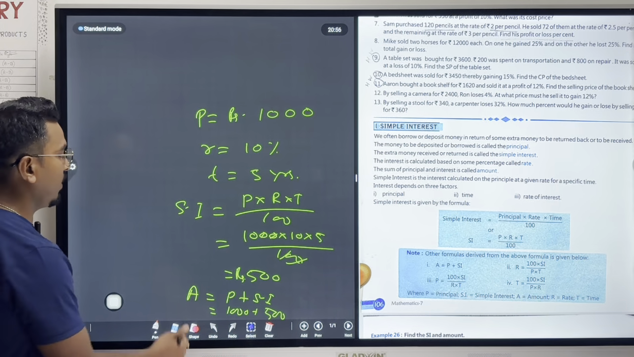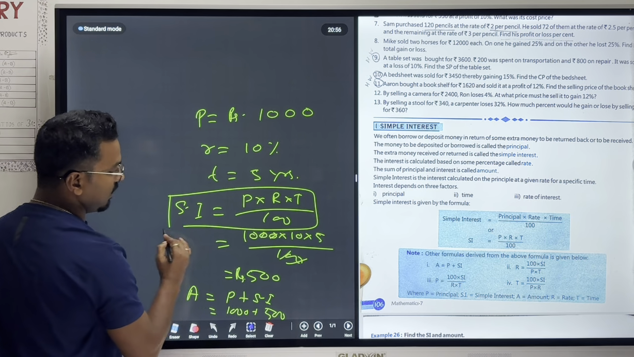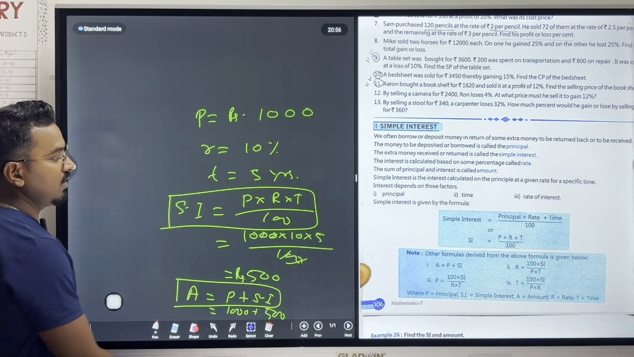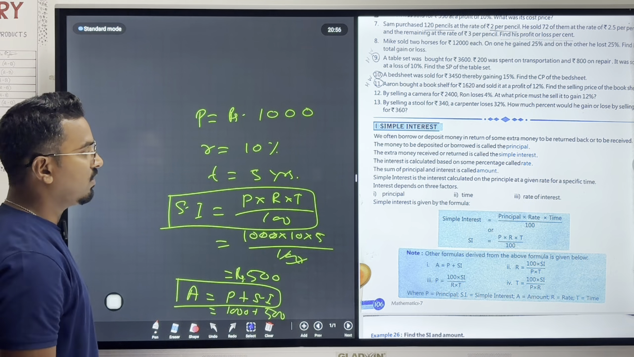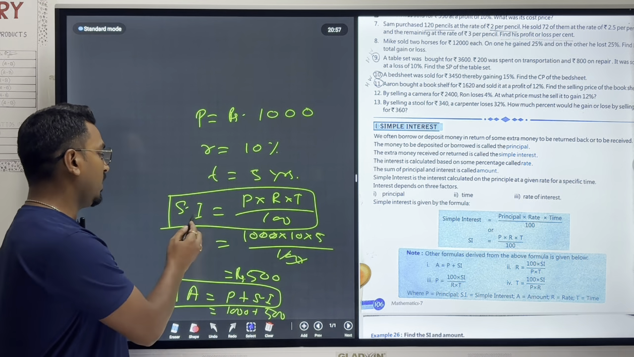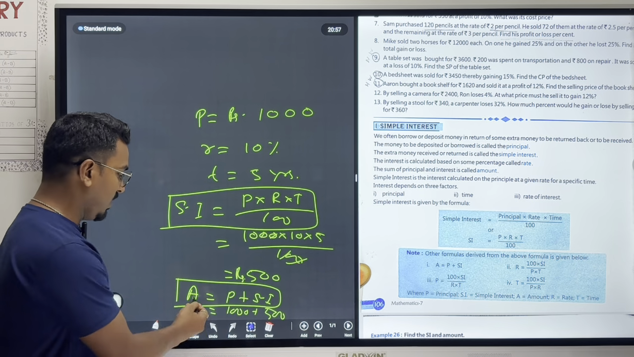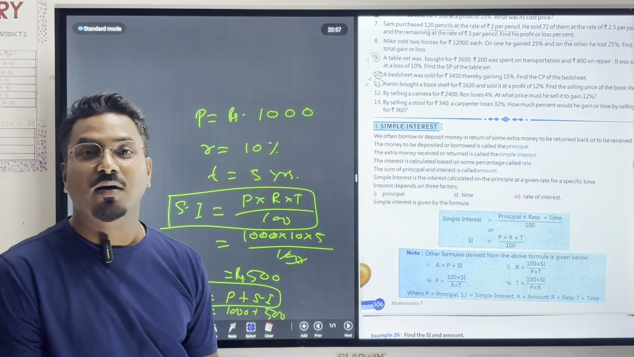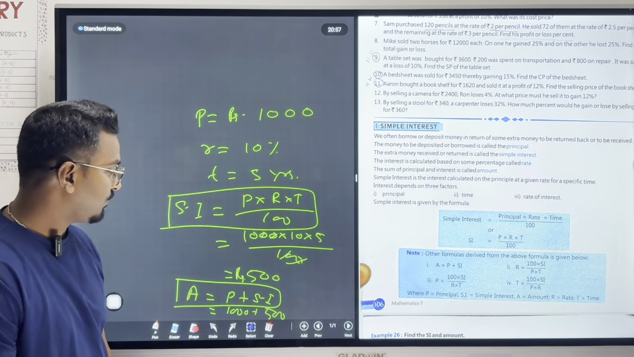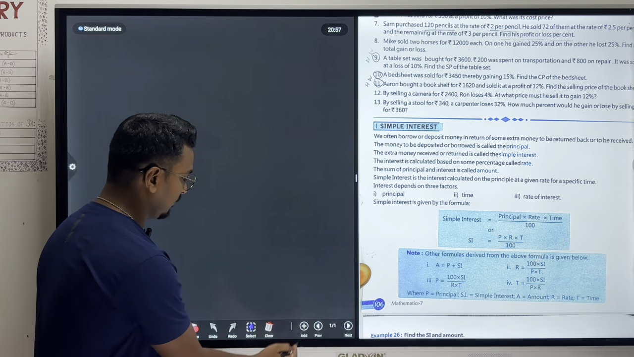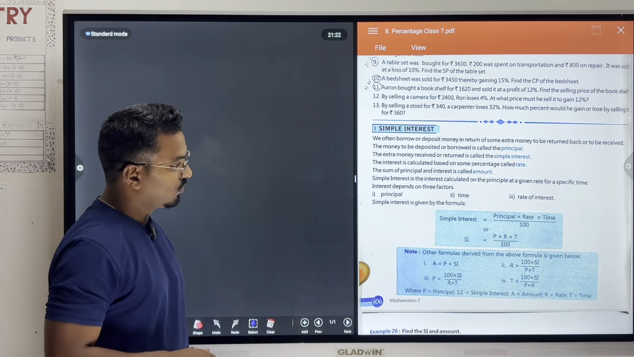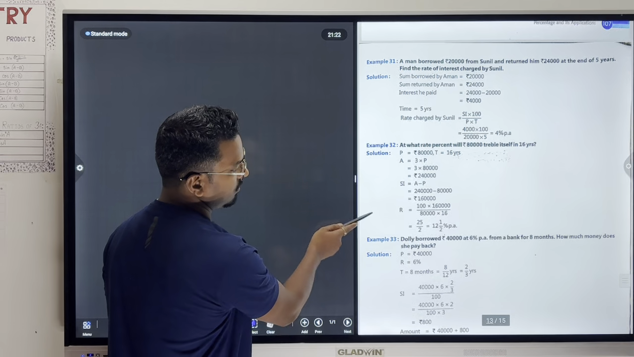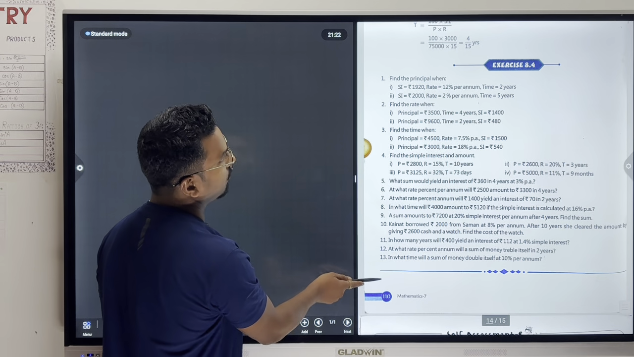Okay. So here we will be applying this formula, simple interest and amount. Amount is equal to principal plus simple interest. P is principal, R is rate of interest, T is the time, SI is simple interest, A is amount. Okay. So we will apply this formula in exercise 8.4. So we will start the exercise. Exercise 8.4.